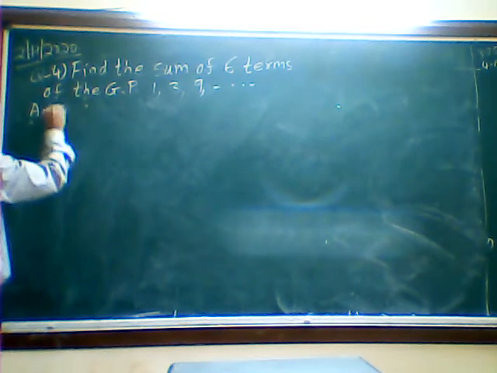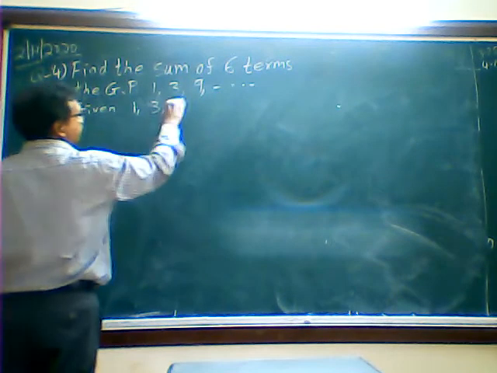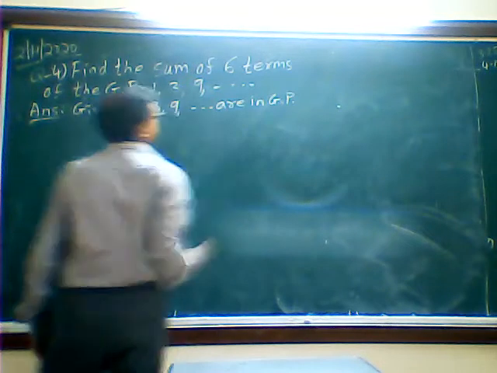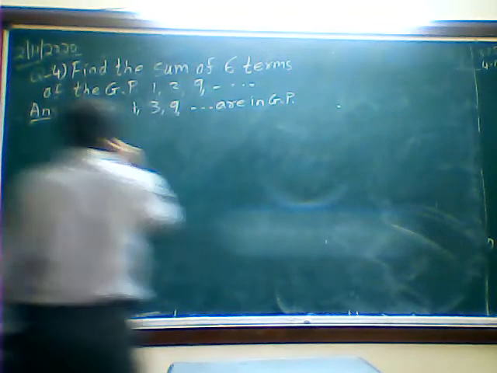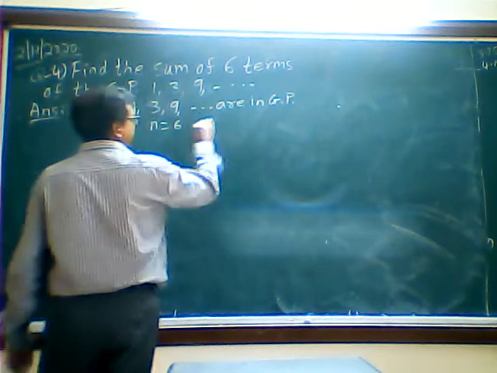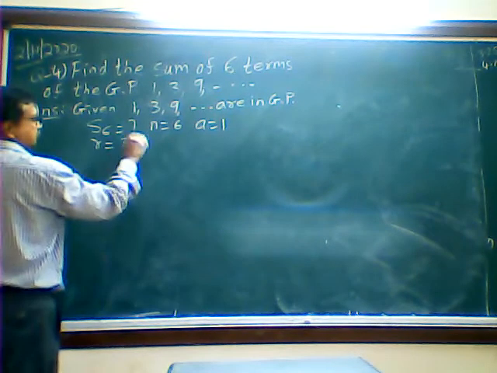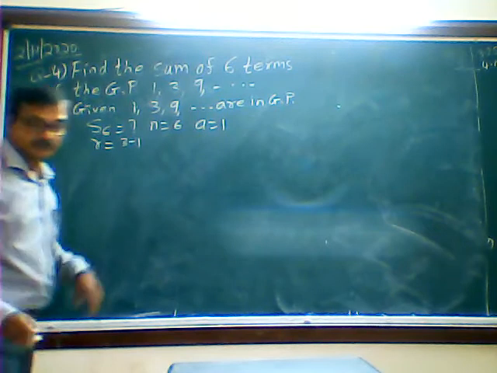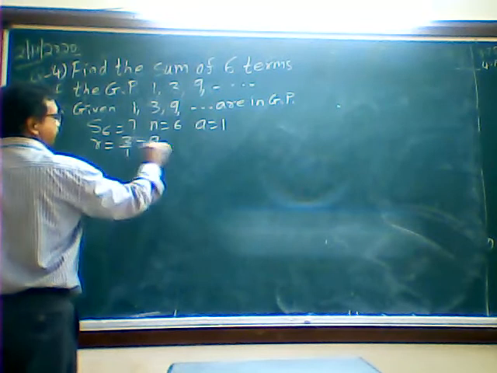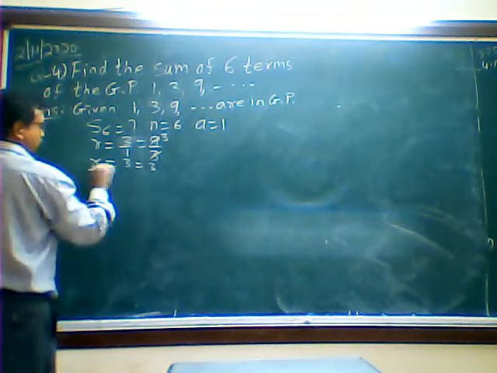Answer. What are the given things here? Given is 1, 3, 9, and so on are in GP, and he wants S6, which means n is 6. Here A is 1. And what will be r? Not 3 minus 1, it will be division. 3 divided by 1, 9 divided by 3, 3 ones are 3, 3 threes are 9. So we are getting 3. So the r value is 3.